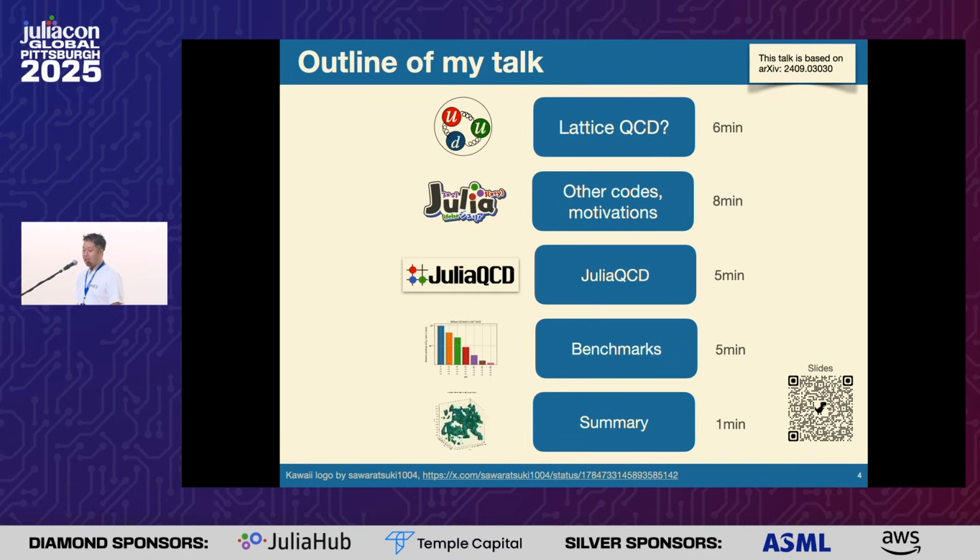And this is the outline of my talk. First, I'd like to introduce lattice QCD, and next I will talk about why we made that new code. And third, I would like to introduce JuliaQCD and what it is. And I will mention benchmarks, and I will summarize my talk.